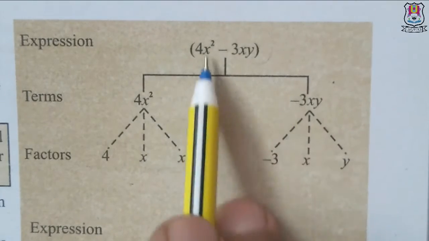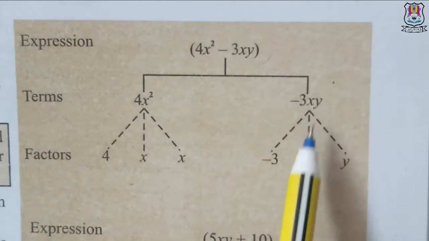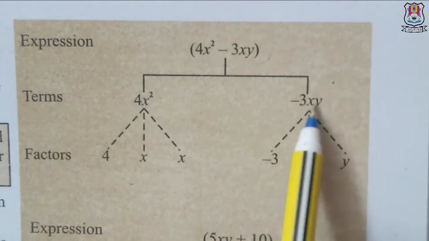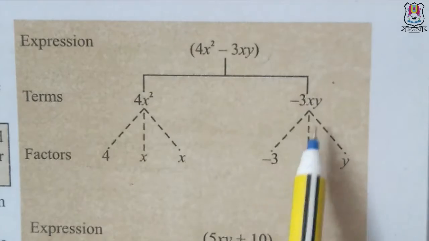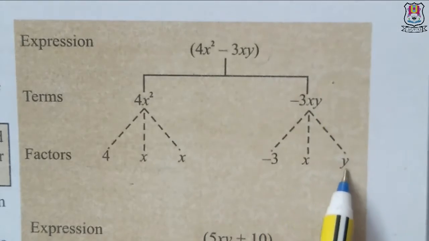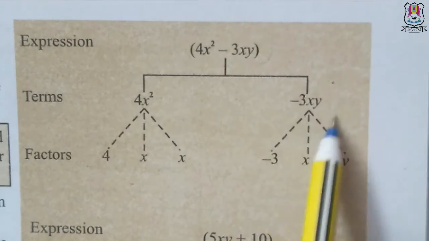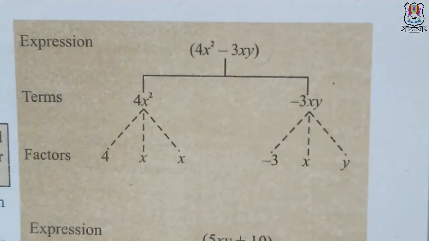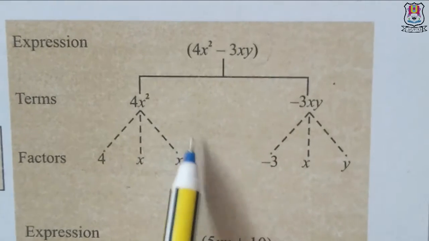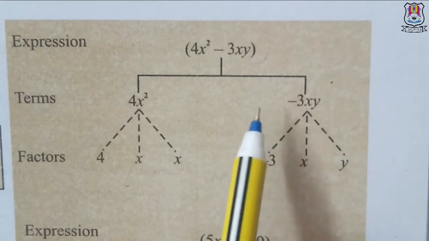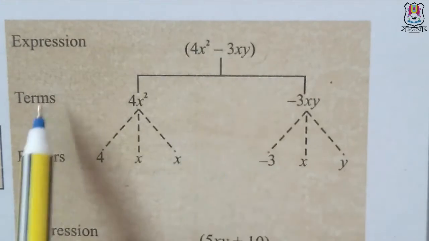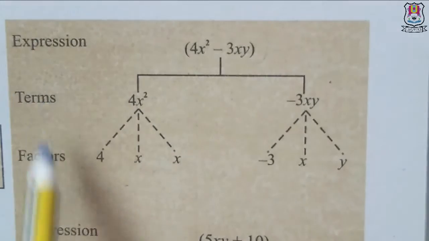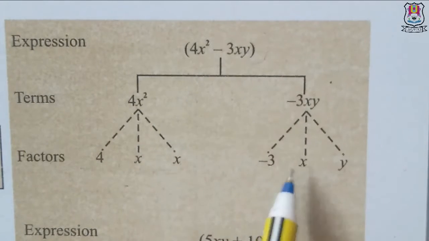Now the second term of this expression is minus 3xy. So what are the factors in this minus 3xy? Minus 3 is one factor, x is another factor, and y is another factor of this term of this expression. So there will be questions related to this figure, that you have to draw a tree structure of the given expression by showing the terms and factors separately. So understand this very clearly.